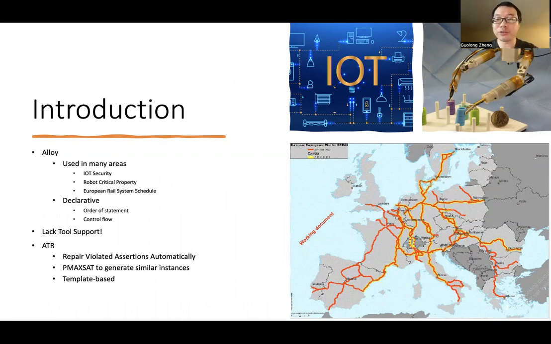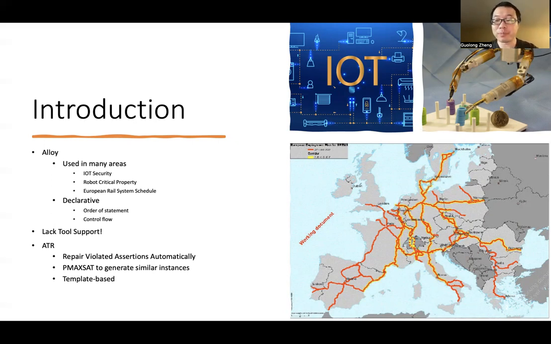And it also has been used to model surgical robot arms, which capture some arm angle related security properties. And also it has been used to model the European railway system schedules so that there shouldn't be any crash happen.